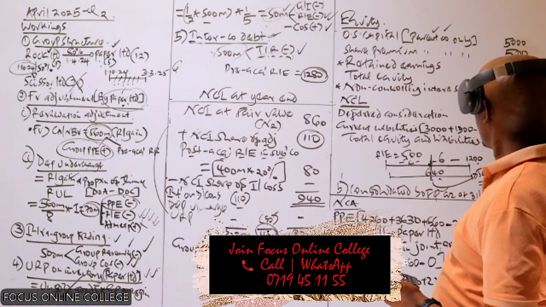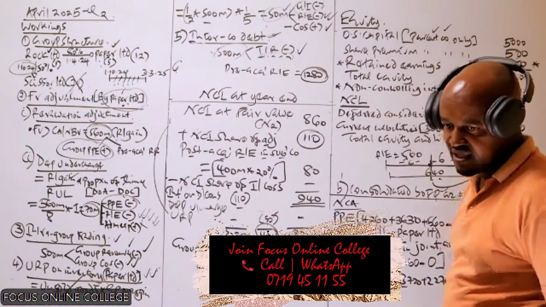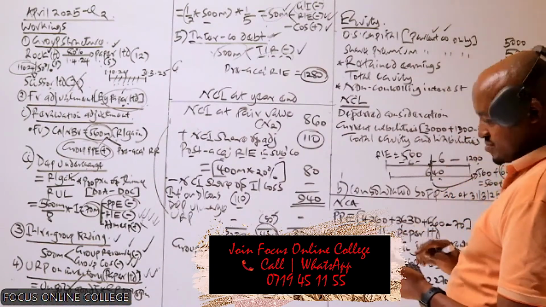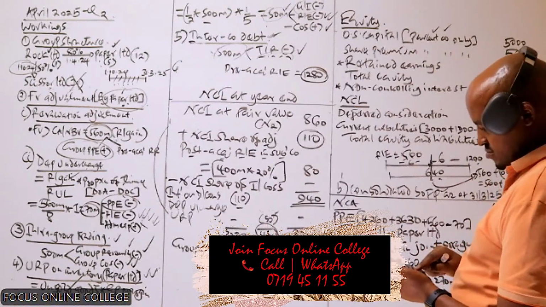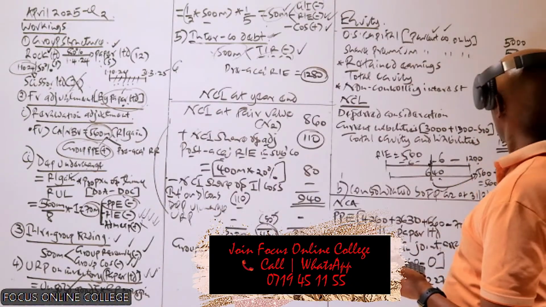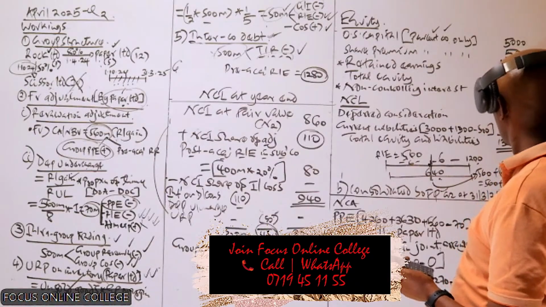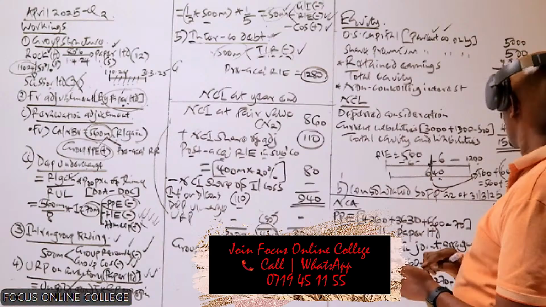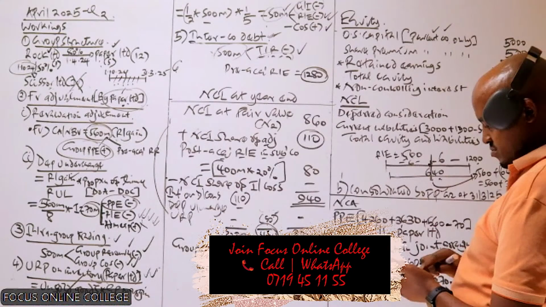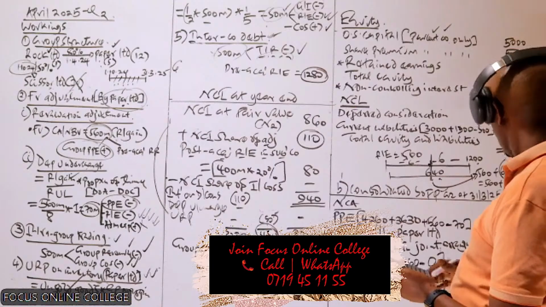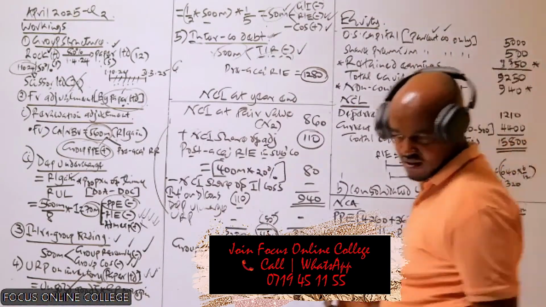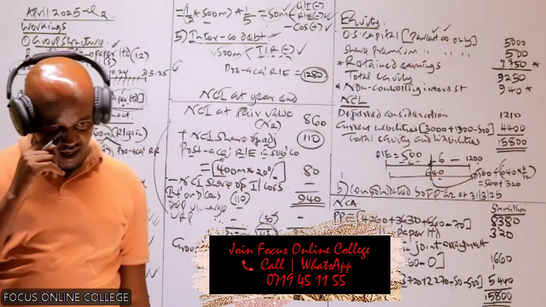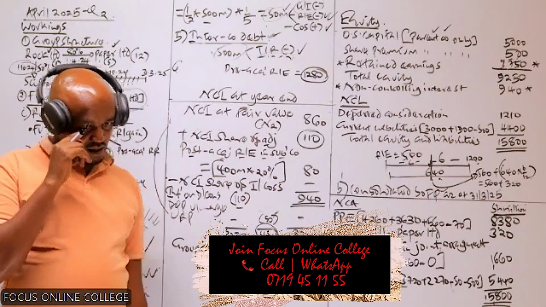And the retained earnings should be 37.50. Yes, it should now balance. It should now balance. Is it not balancing?